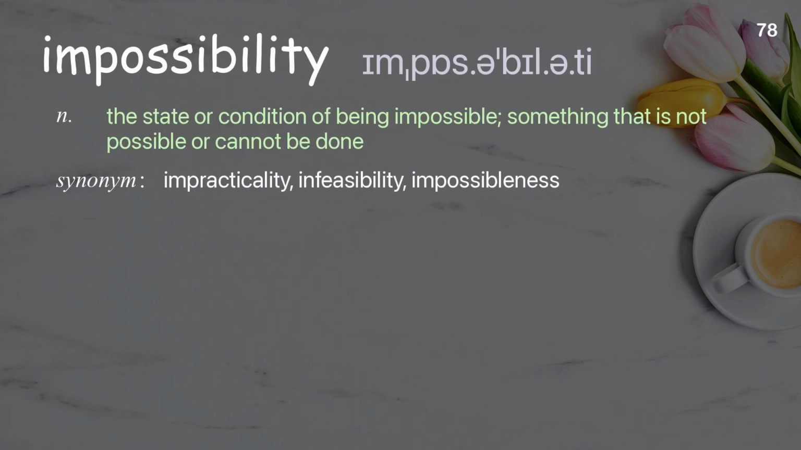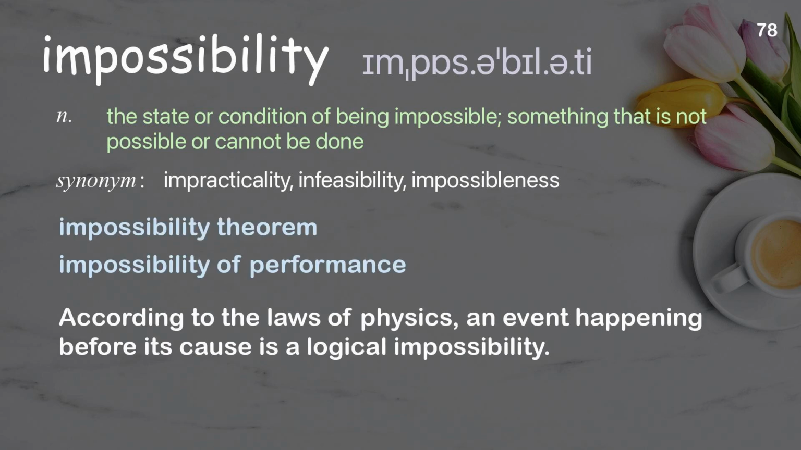Impossibility. The state or condition of being impossible, something that is not possible or cannot be done. Examples: Impossibility theorem. Impossibility of performance. According to the laws of physics, an event happening before its cause is a logical impossibility.